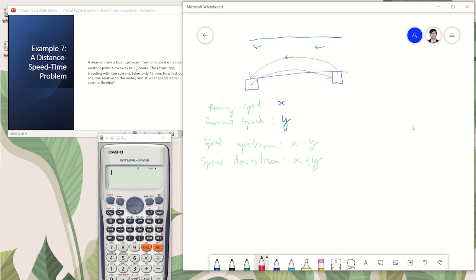If these are our representations, we will be able to come up with two equations. Our equation number one would be the equation when we consider upstream. So take note, remember this formula.